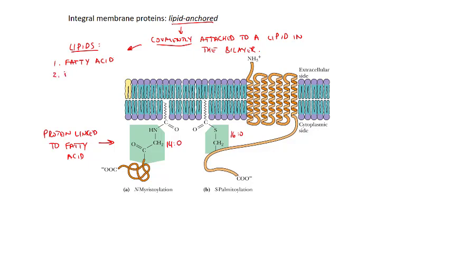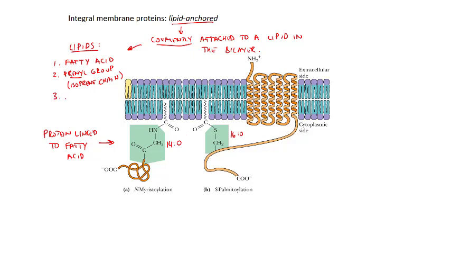The second thing is something called a prenyl group. I'm not showing you guys any example of that. That's essentially an isoprene chain. Remember what isoprene is. We talked about that in lecture 9. And that also sticks into the lipid bilayer just like the fatty acids do.